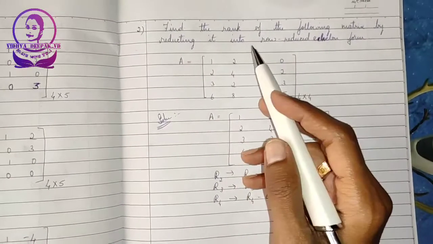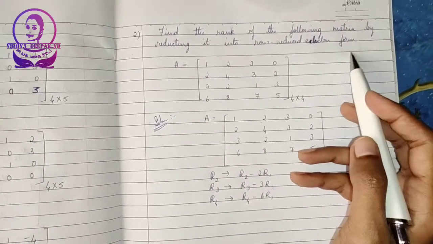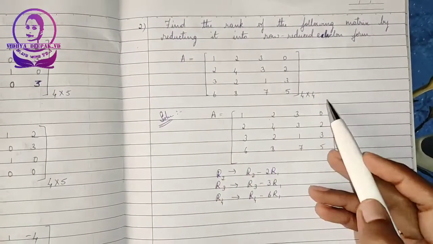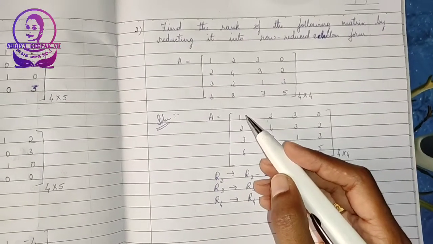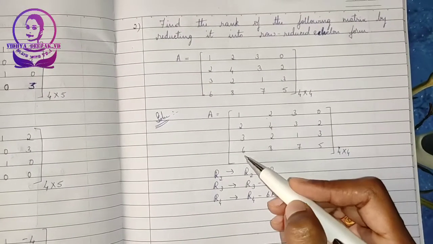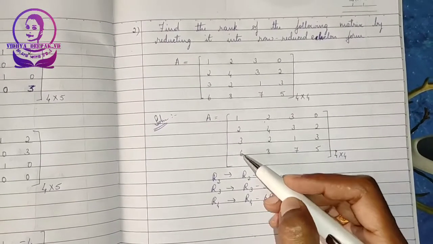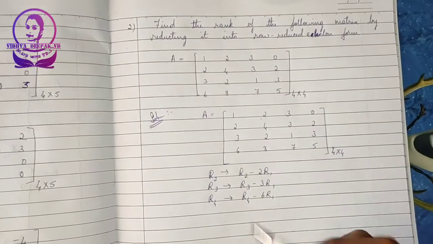Find the rank of the matrix by reducing it into row reduced echelon form. Okay, so here this is a question which is a 4 cross 4 matrix. So you know the preceding term or the leading term should be 1, rest of the elements should be zeros, right? So first what we'll do, we'll make this 0 and this 0. Then rest we will check the matrix and respectively we'll do the operation.